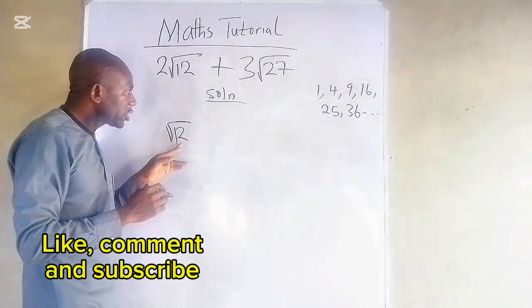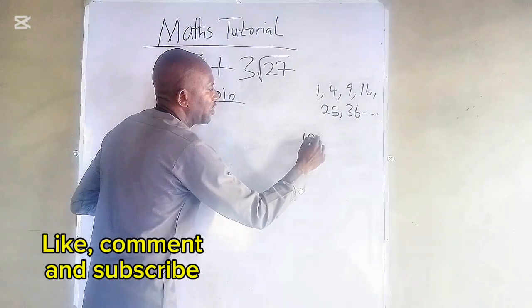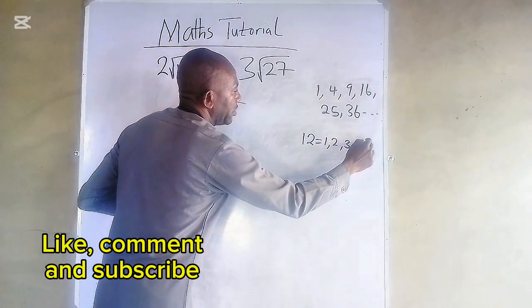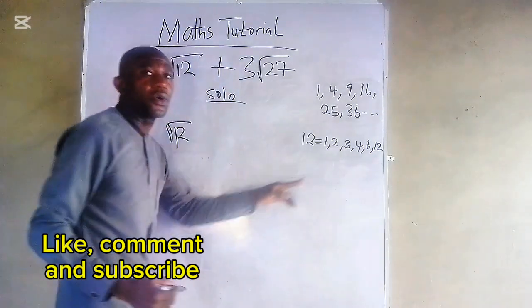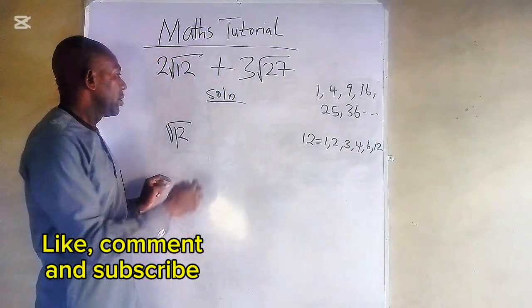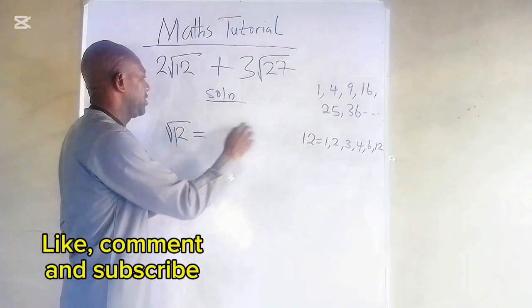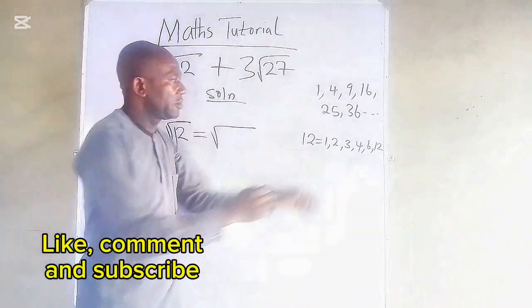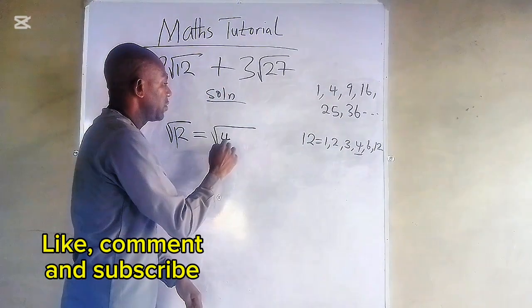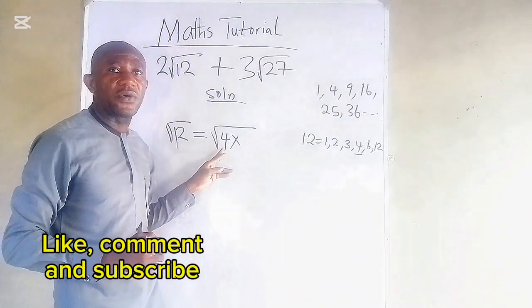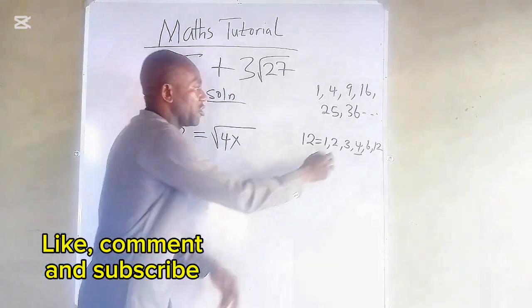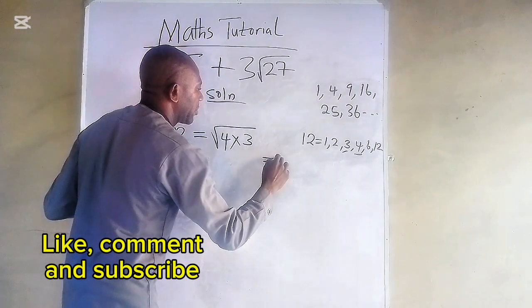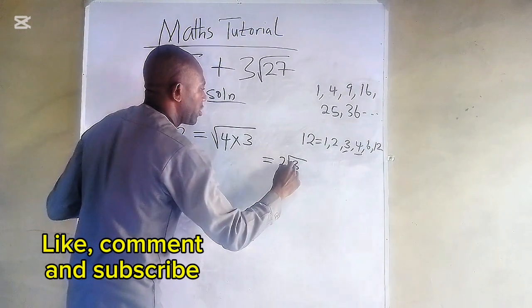For us to simplify this, we also need to know the factors of 12. This is 1, 2, 3, 4, 6, and 12. These are all factors of 12. And so when we want to simplify this, we need to know which one is the perfect square among them. It's 4. So 4 times what? Which number will you multiply by 4 to get 12? That number is 3. And so at the end we are going to have 2 surd 3.